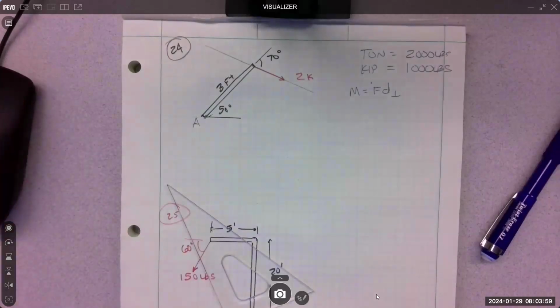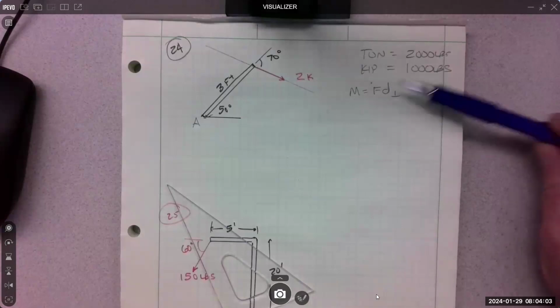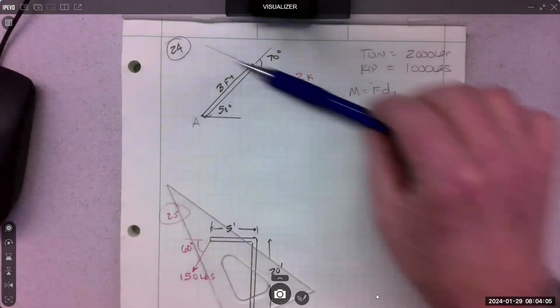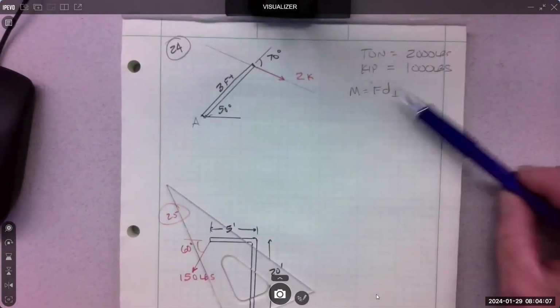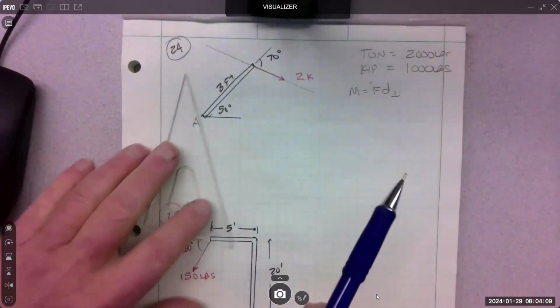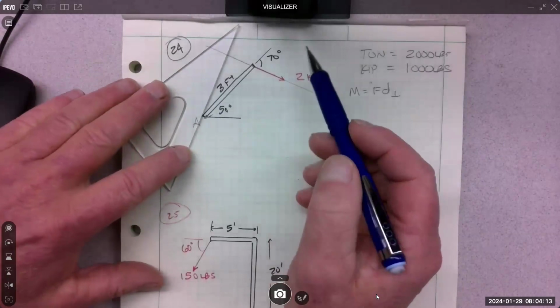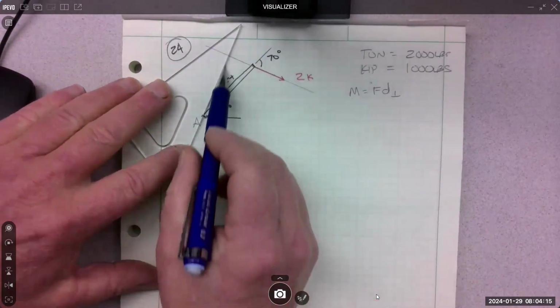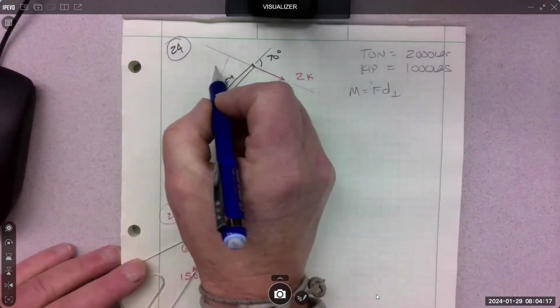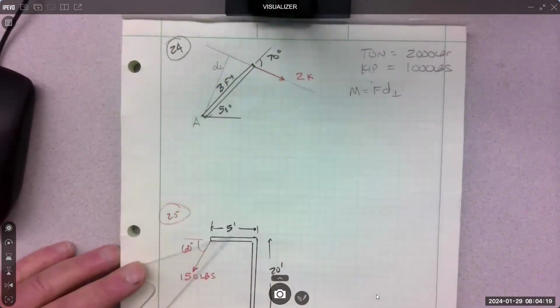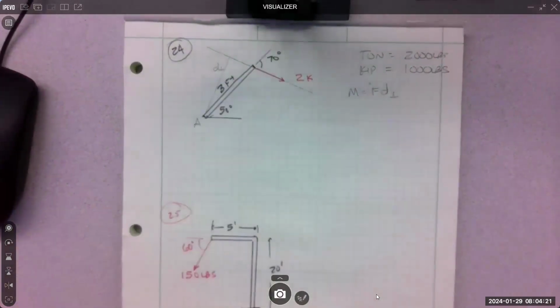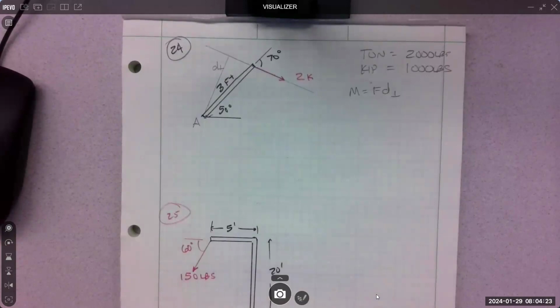It's good. Yeah. All right, so extending the line of action. If you're going to use the formula directly, that's got to be the perpendicular distance. It's not 3 feet. That's not perpendicular to the 2K. Perpendicular is out here somewhere. Which this one's not that difficult. Probably could do it this way, no problem.